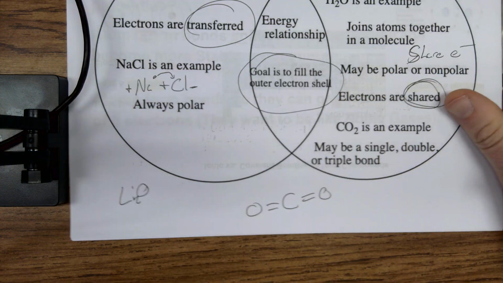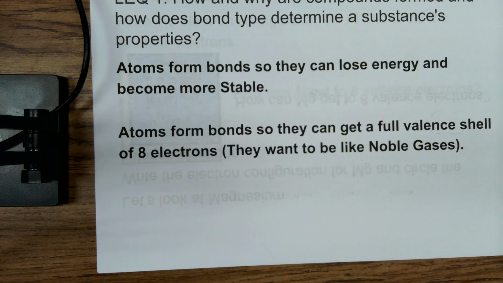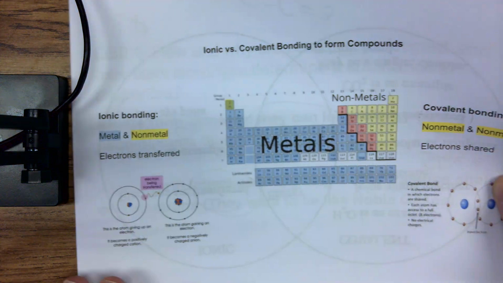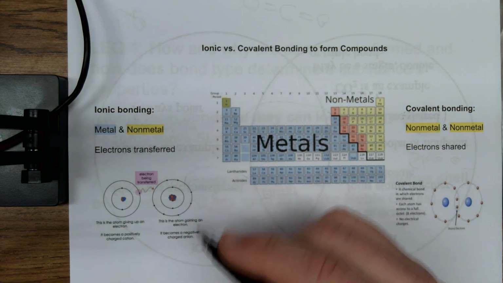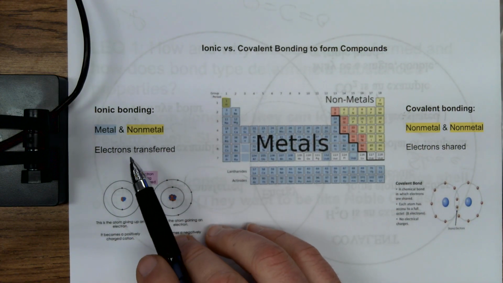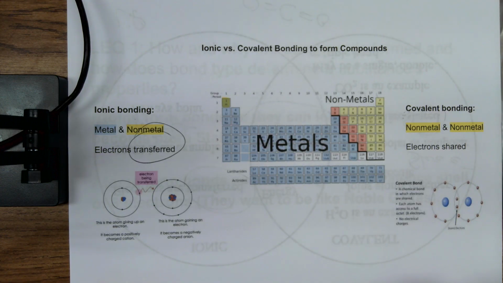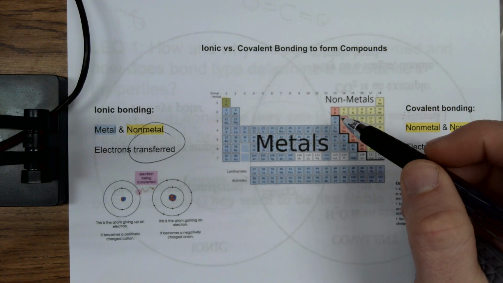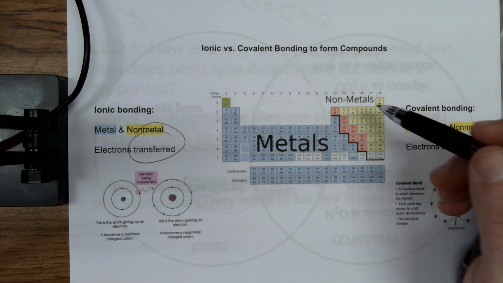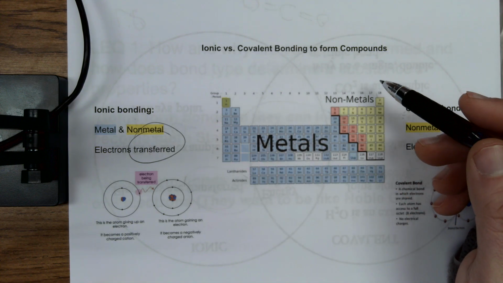That's our goal. Now, on the last page of your notes, it's more like a graphic organizer to help you out, reminding you of your different stuff. Ionic bonding is always formed between a metal and a non-metal. The electrons are always transferred. Someone's having their electrons ripped off from each other.